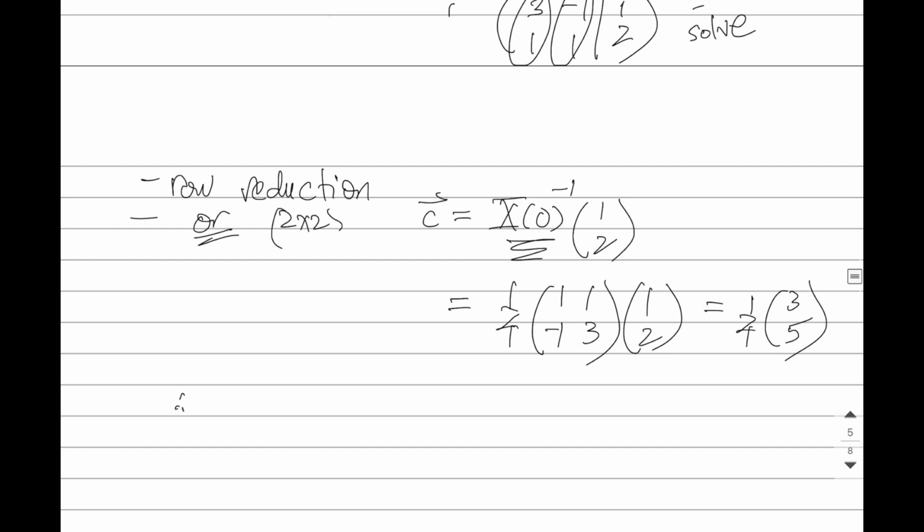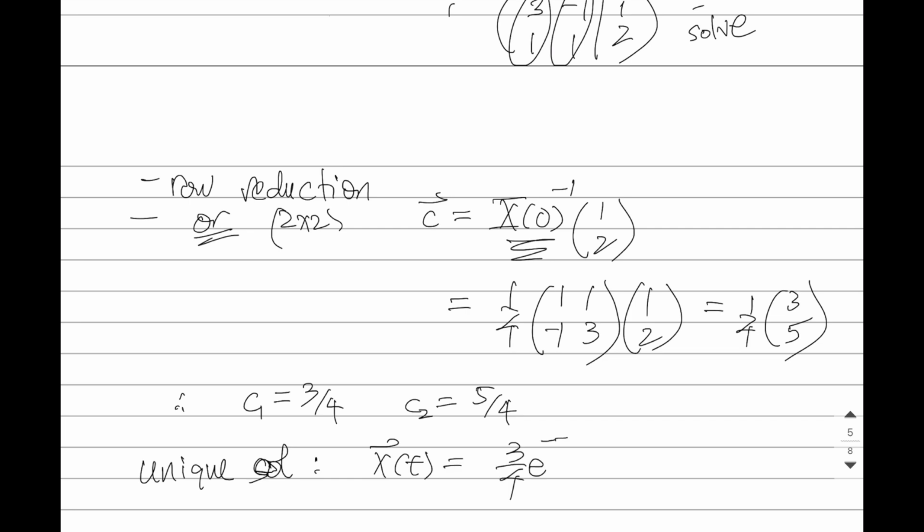So C1 will be 3/4, C2 will be 5/4, and then your unique solution is going to be 3/4 e to the minus t into the vector 3, 1, plus 5/4 e to the minus 5t into the vector -1 and 1.